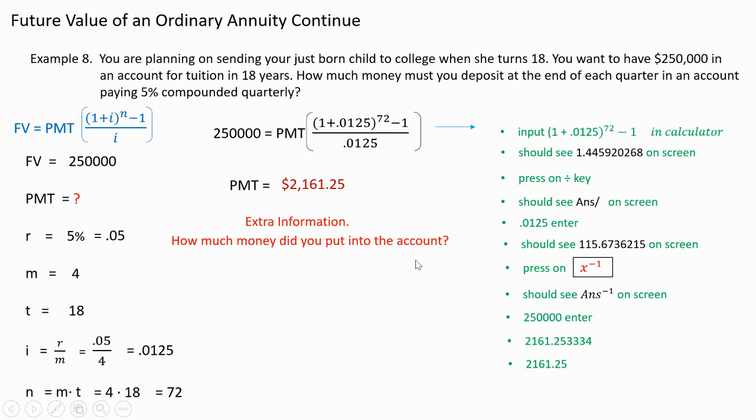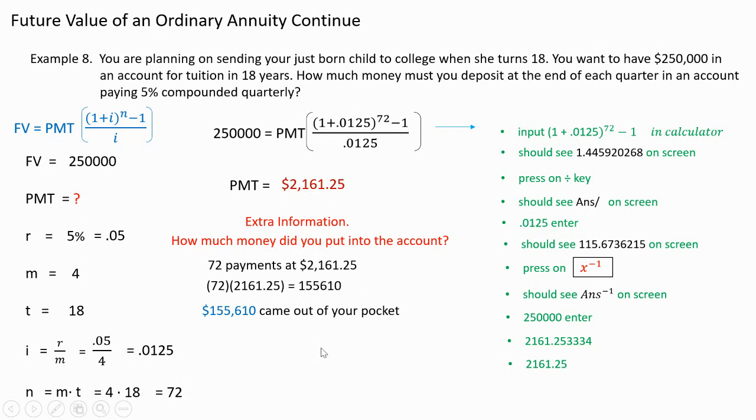Okay, now extra information. So how much money did you put into the account? So if you pay this amount, right, which is $2,161.25, and you made 72 payments, right? So we're gonna find out how much money you paid in the account, and how much money was free money or the interest that you earned. So we multiply that out, right? So it's gonna be 155,610. So that came out of your pocket. And wow, right? But you got 250,000. So that means that you got almost 100,000 extra just by making this investment. 94,390. I believe this is a good investment, guys.